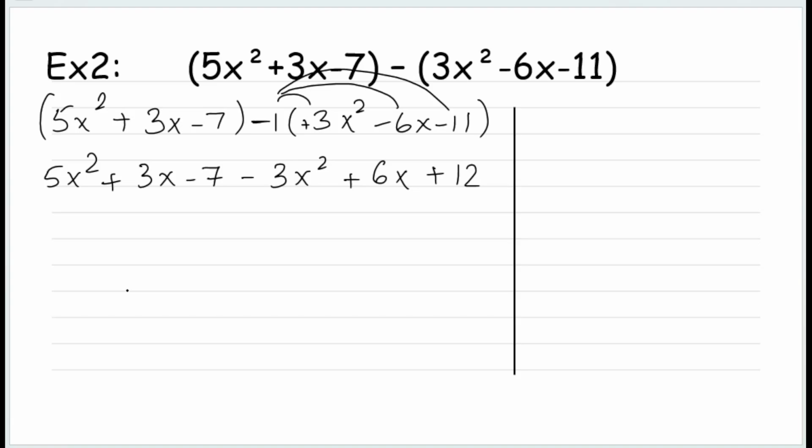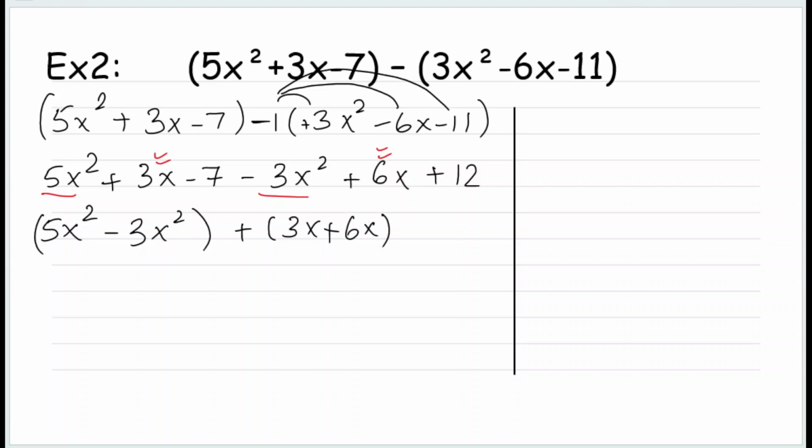So the first important step is done, and now we will simplify this polynomial expression by combining like terms. 5x squared minus 3x squared: I have taken this term and this term. My next terms are 3x and 6x, so let's combine these two like terms, 3x plus 6x. Then I have minus 7 and plus 11, so let's combine these two like terms as well. 5x squared minus 3x squared is 2x squared.